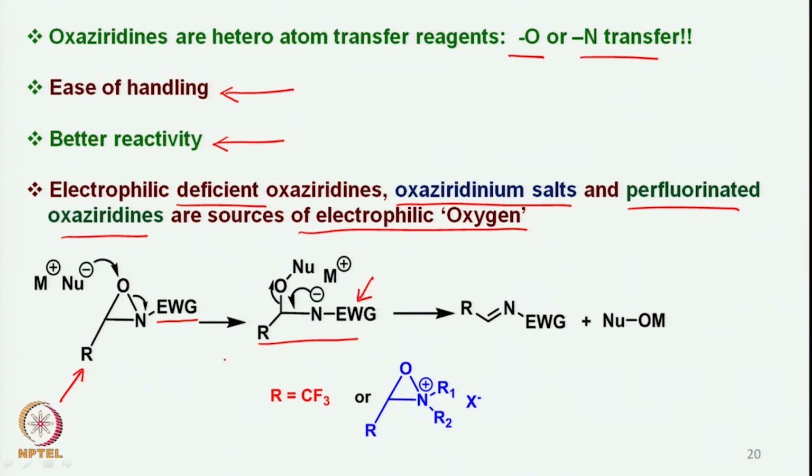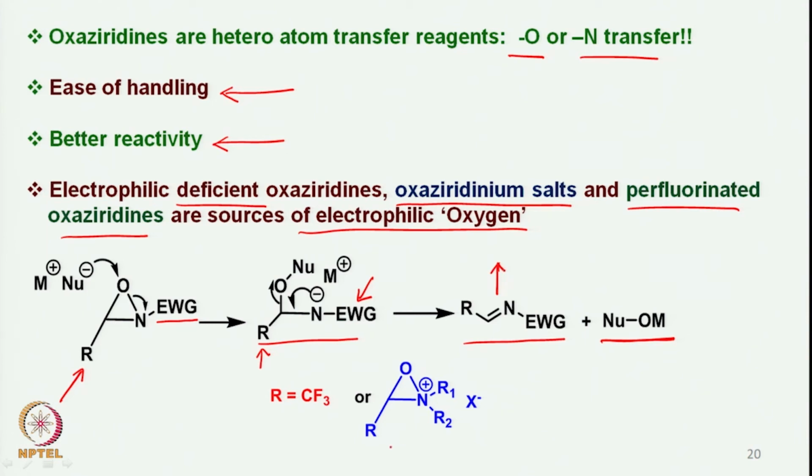At the same time, because R is also an electron withdrawing group, there is an easy possibility of such cleavage, and that leads to the nucleophile reacting specifically with the oxygen, and the imine is regenerated. So, the regenerated imine can again be epoxidized and oxaziridine can form.